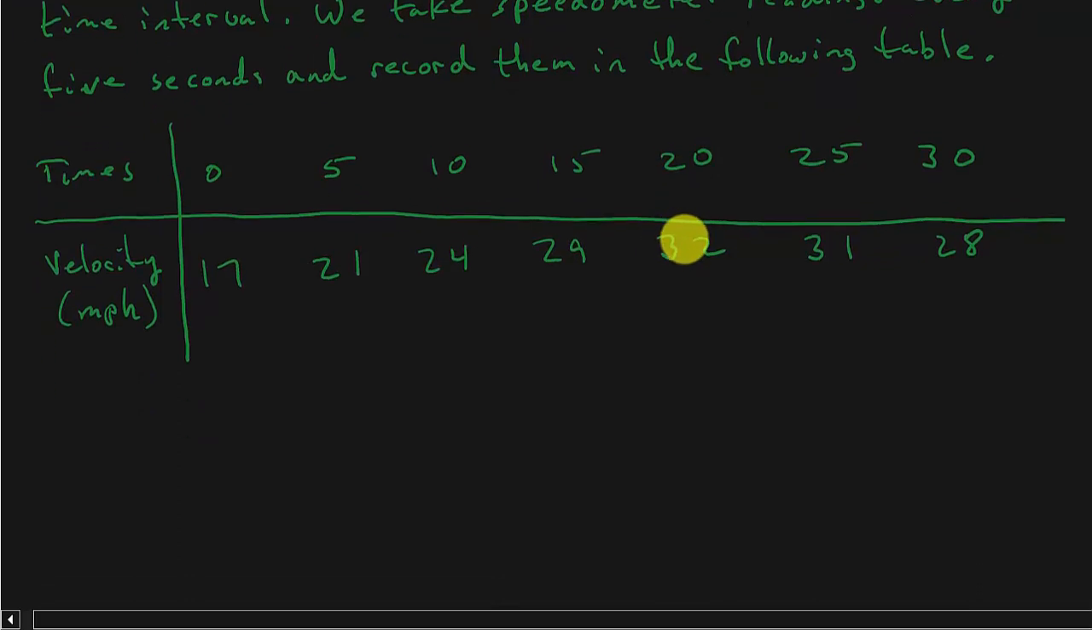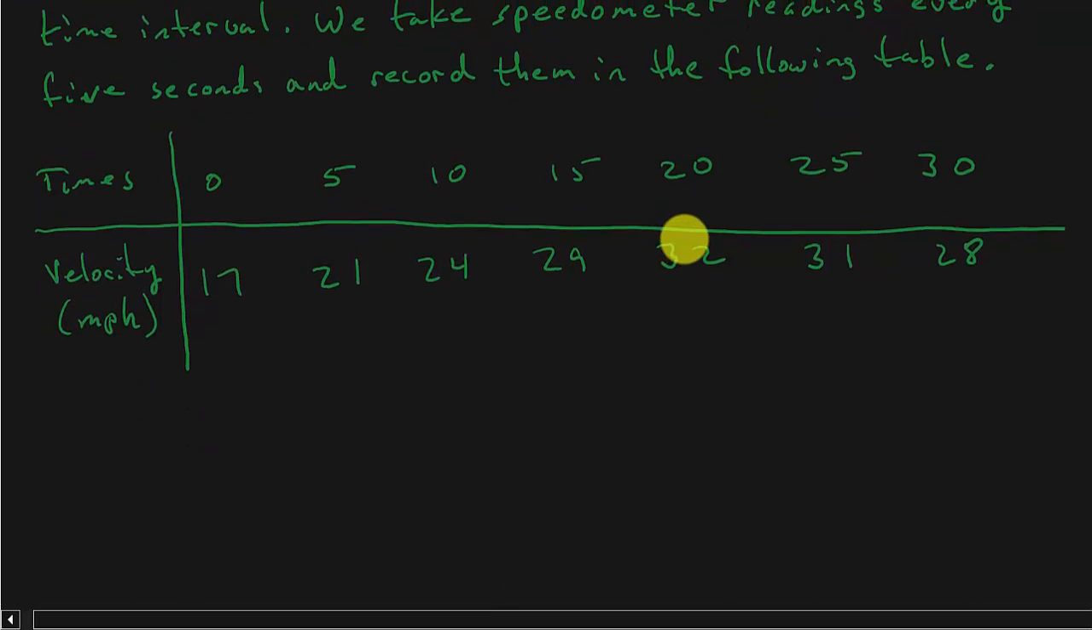So you're driving down the road in your car, and you take that initial time. That's at time t equals 0. That's this 0 here. And you look at your speedometer and it says 17 miles an hour. And then 5 seconds later, you look at your speedometer again, it says you're going 21. And then after another 5 seconds, which is 10 seconds from the initial time, you look at your speedometer and it says 24 miles per hour. And you do that for 30 seconds. Okay?